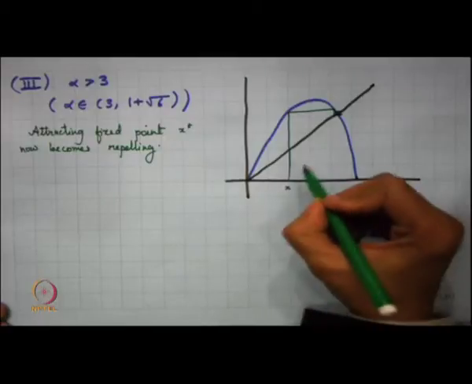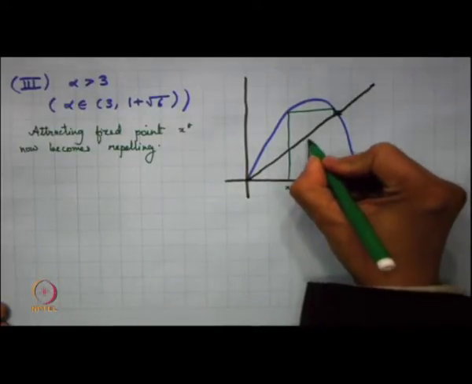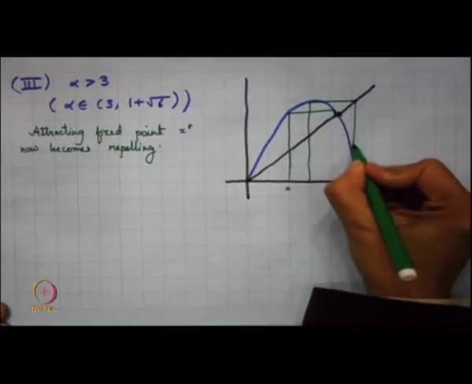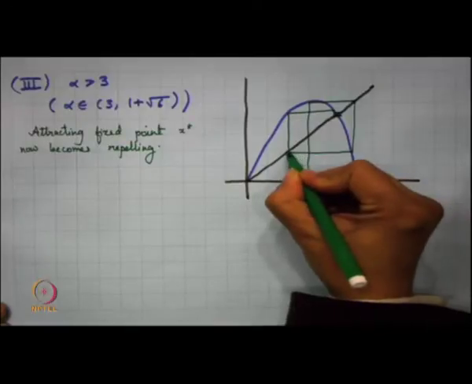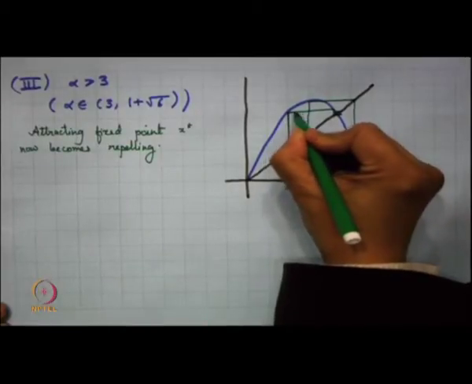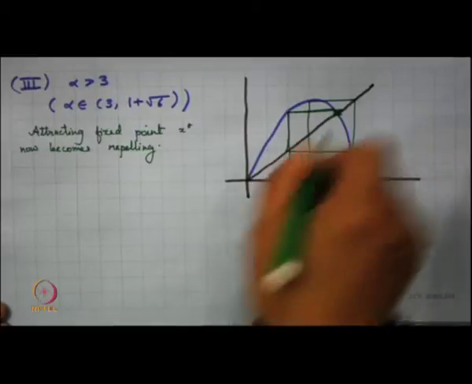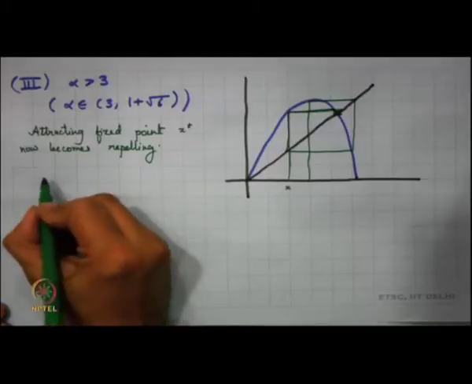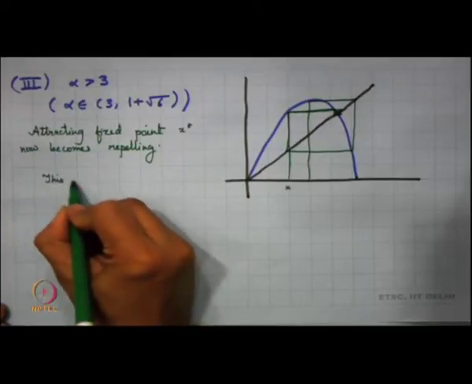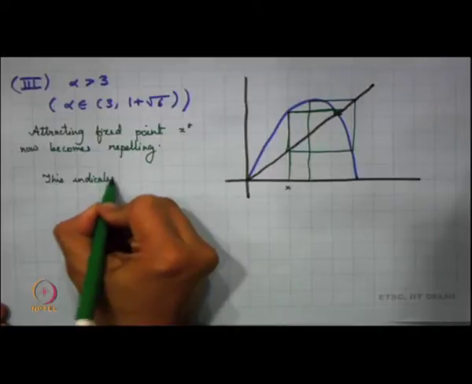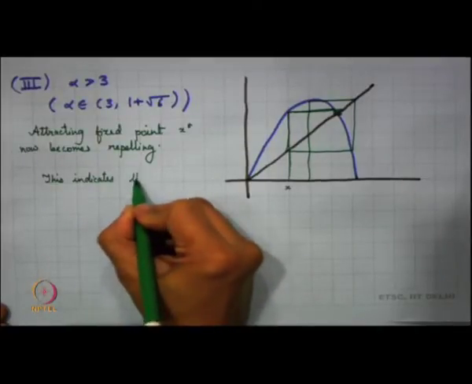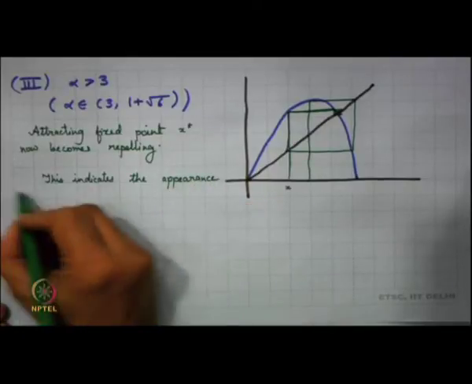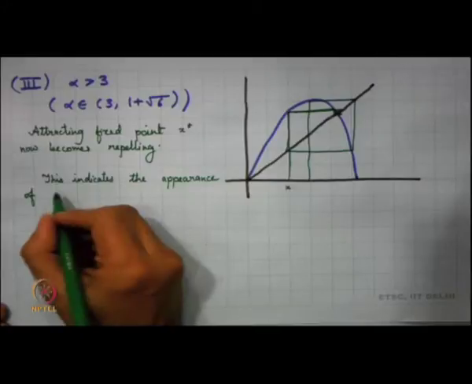So, maybe we can think of another orbit here. Let us look at this particular orbit. We find that it comes back here, goes back here, goes back here again, and then again settles down to this 2 orbit. So, this indicates the appearance of a period 2 orbit.